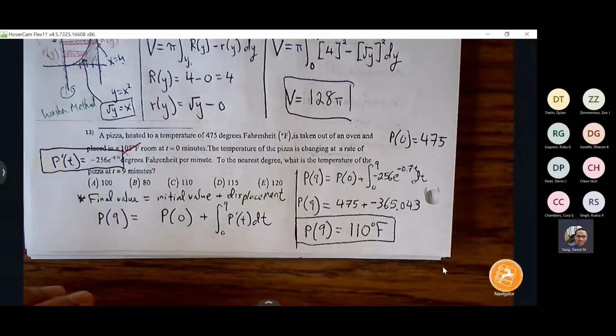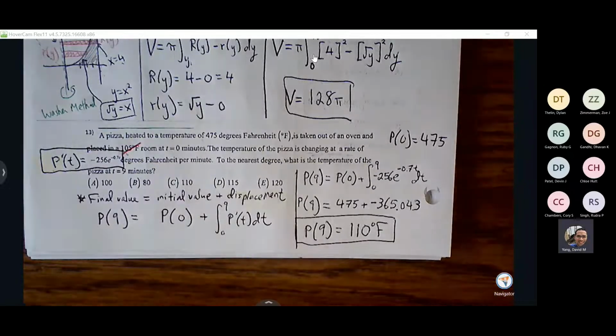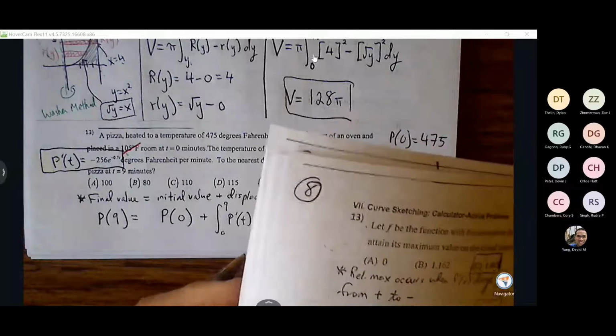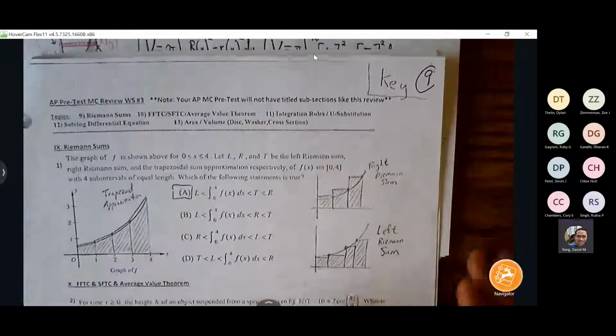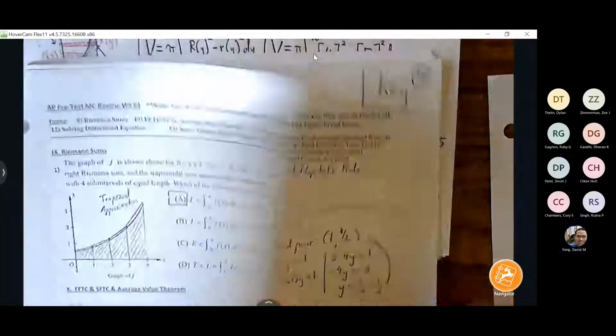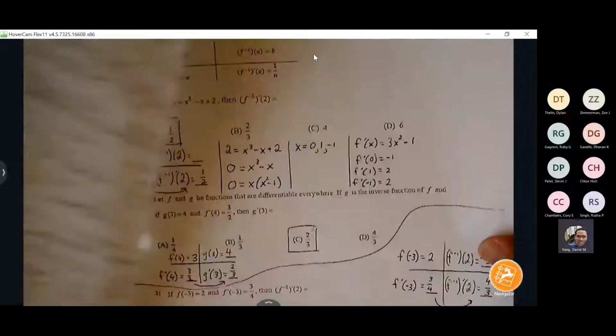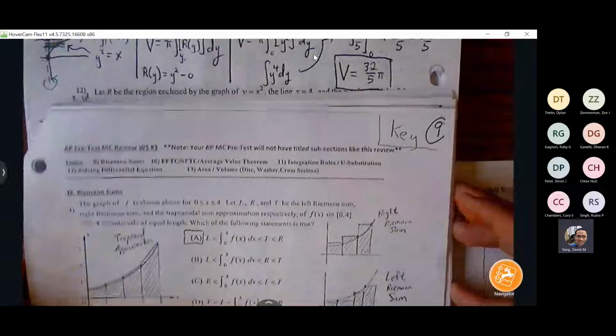All right, any questions? Okay. I encourage you guys to also look through pages 9 through 14. These are all integral topics as well, so look through them. A lot of it is just repeated, but it's good to see as many examples as possible before the test.